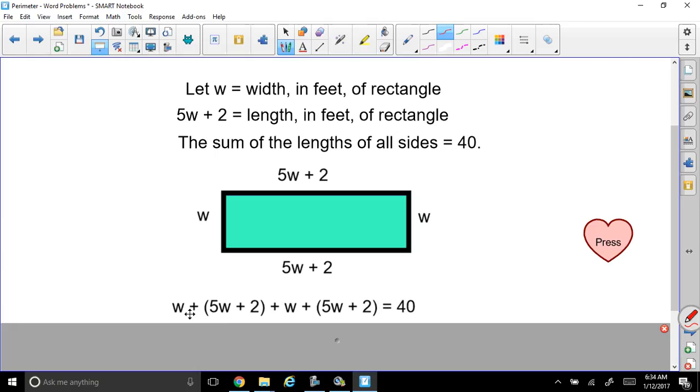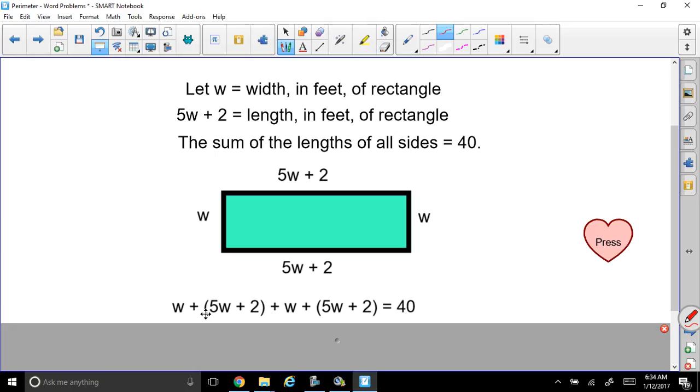So I'll take W plus 5W plus 2. I put parentheses around that because that is the length, plus the width, plus another 5W plus 2 feet. That's the other width, the other length. And that's all equal to 40.